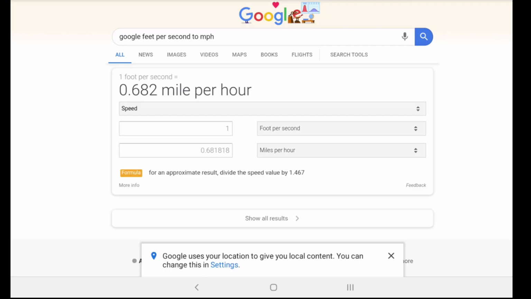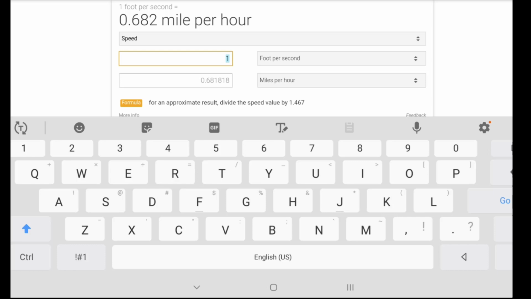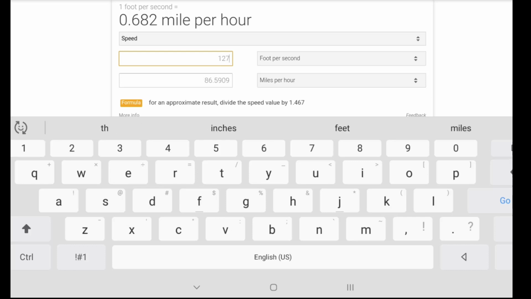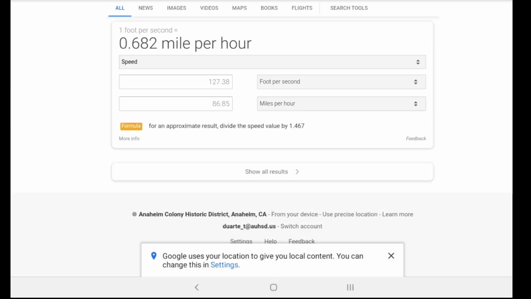So as you can see, what I did was I just did a little Google search on feet per second to miles per hour. Because again, when we're talking about throwing things and we want to know speed, most of the time we want to know miles per hour because that's how everything's measured. So our answer for this problem was 127.38 feet per second. And look what you already see. It says that is equivalent to 86.85 miles per hour.